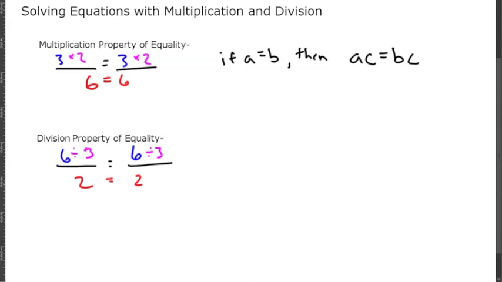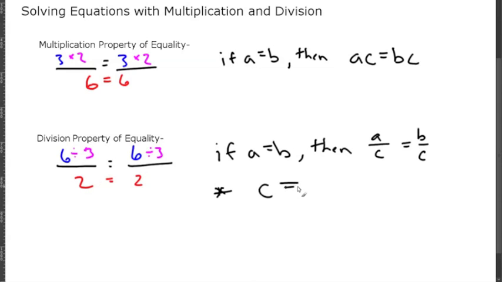For the remainder of this video, though, I'm going to write division as a fraction. So, if a, b, and c are numbers, and if a equals b, then a divided by c is equal to b divided by c. But wait, there is one special note to make. c cannot equal 0. You can never divide any number by 0. If you do that, the number is undefined. So you know that c will never be equal to 0.